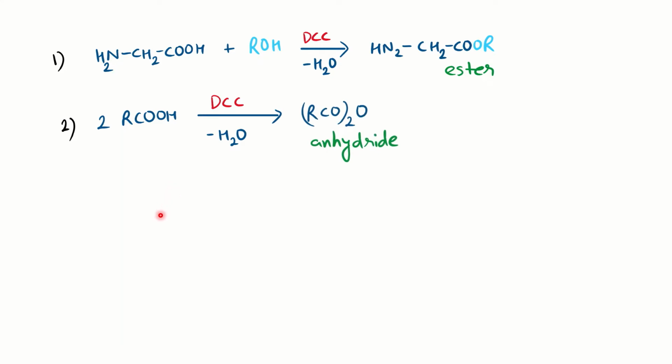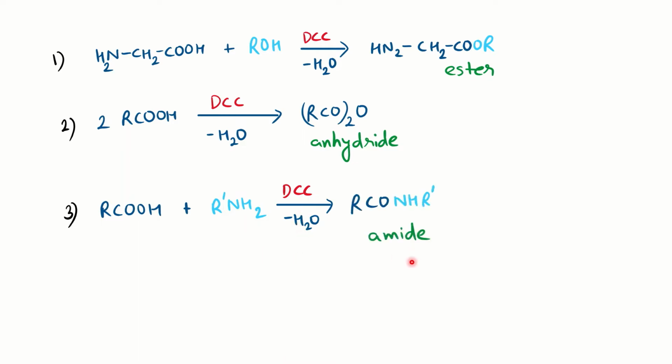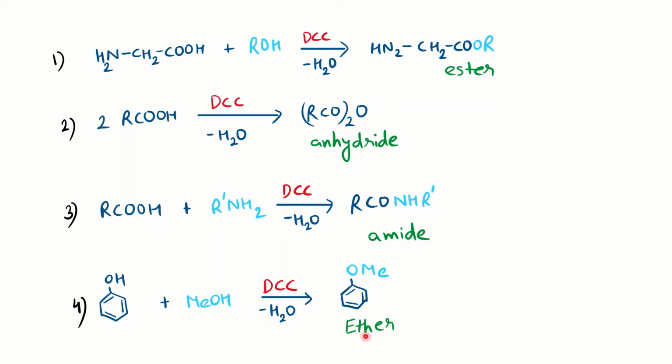You can use the same mechanism. If you react an acid and an amine with the loss of water in the presence of DCC, it gives you an amide. Here again you can notice with the color differentiation that OH goes from the acid. In this case, two alcohols are given. So this is the etherification reaction with the loss of water in the presence of DCC, and you will get the ether. You can design ester, anhydride, amide, ether with the help of DCC.